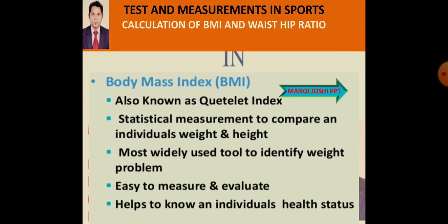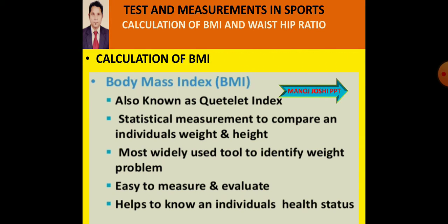So now we will discuss the body mass index. We will discuss the WHR, waist hip ratio, and we will discuss the somatotypes, Sheldon's somatotype. So first, the body mass index.